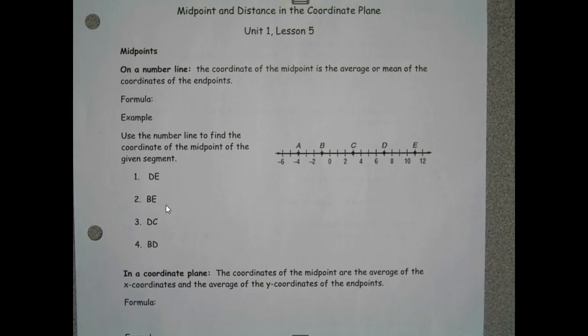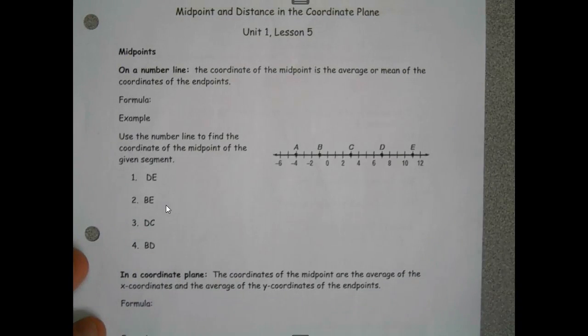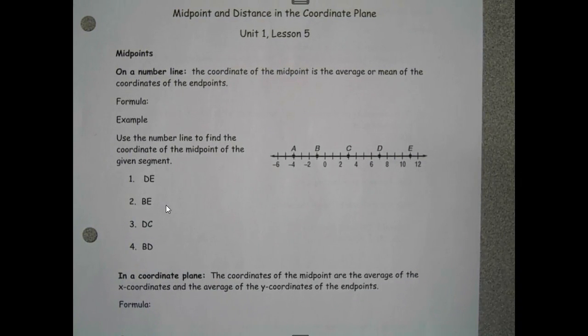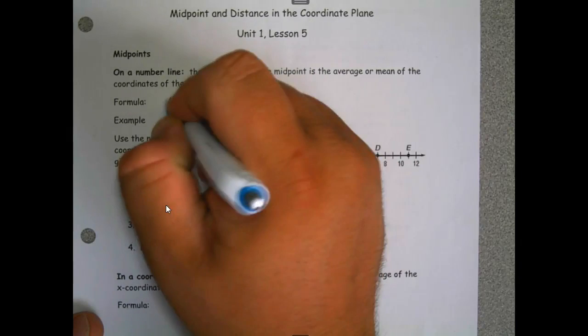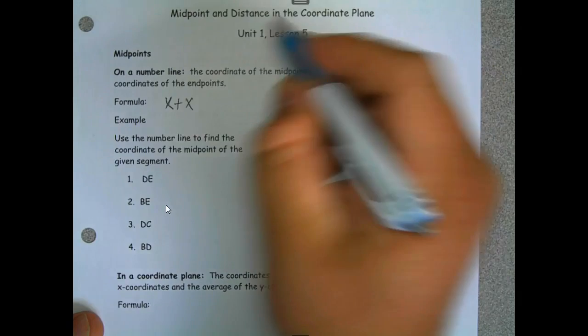Okay, guys, so today we're going to work on Unit 1, Lesson 5, Midpoint and Distance in the Coordinate Plane. Midpoint is something you should already know. On a number line, you've been doing midpoint for a long time. We did it earlier in this section too. Simply, all you do is take the first number and the second number, and divide by 2.